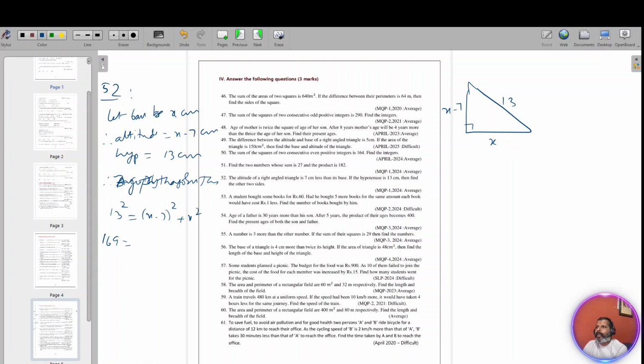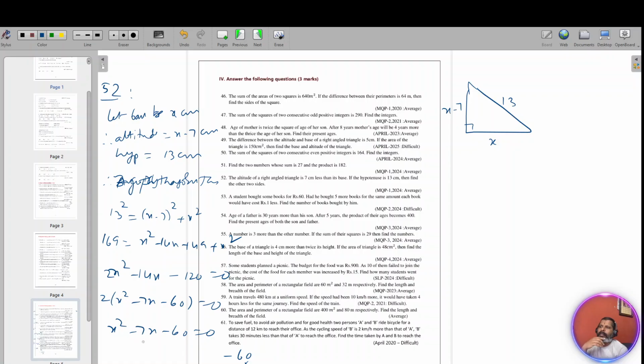So x square minus 14x plus 49 plus x square, because a minus b whole square is a square minus 2ab plus b square. That is 2x square minus 14x. I'll take 169 to the right hand side, so it becomes minus 169, that is 49 minus 169, which is minus 120. 2 you take common: x square minus 7x minus 60 equal to 0. Minus 60, you find the factors such that the difference comes to minus 7.